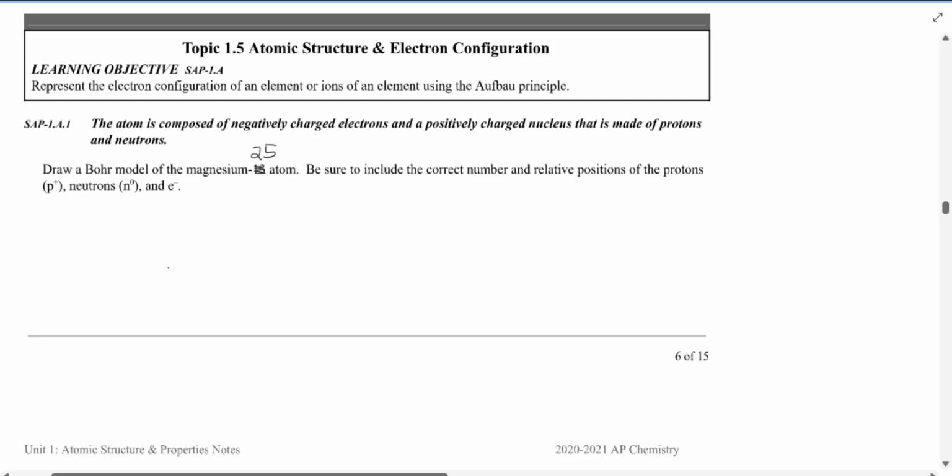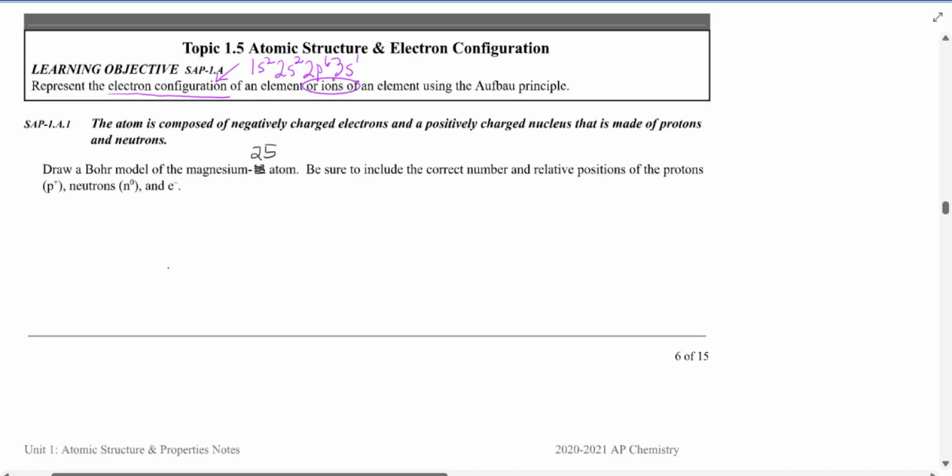Hello, chemistry students. Today we're going to talk about topic 1.5, the atomic structure and electron configuration. You learned about this in first year chemistry for the most part, so this is review. You need to be able to represent the electron configuration of an element. Just as a reminder, electron configuration looks like this: 1s2, 2s2, 2p6. I'm hoping that draws back some memories. 3s1, something like that, of an element or ions.